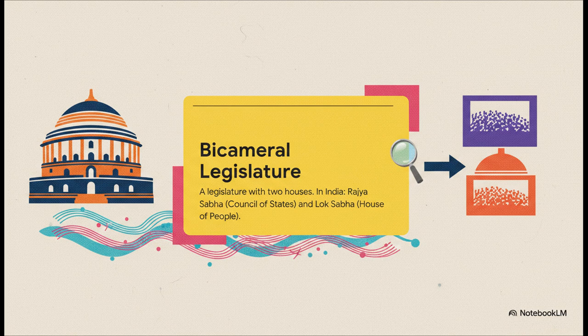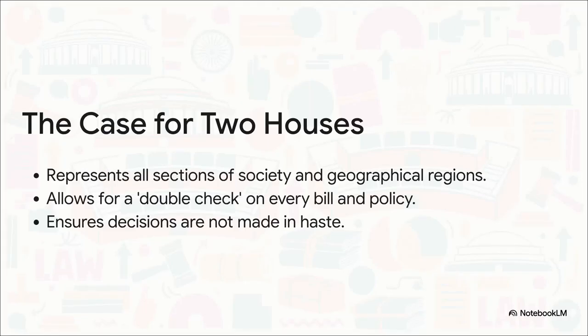For us in India, that means we have the Rajya Sabha, which is the Council of States, and the Lok Sabha, the House of the People. Two distinct chambers, and each one has a super important, unique job to do. This really shows you the genius behind the design. I mean, think about it.